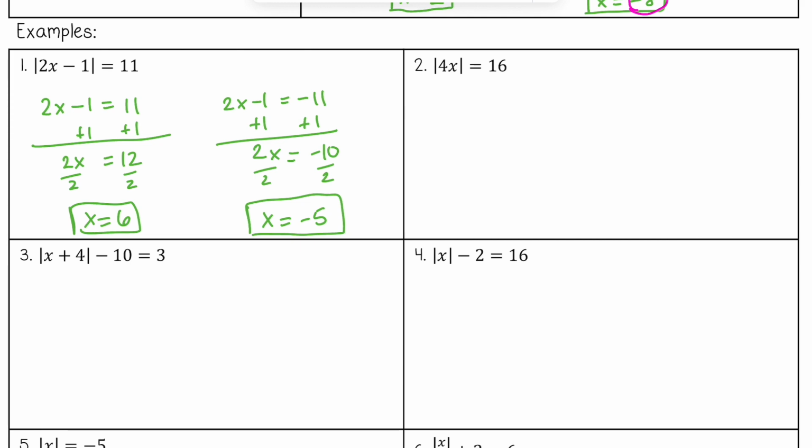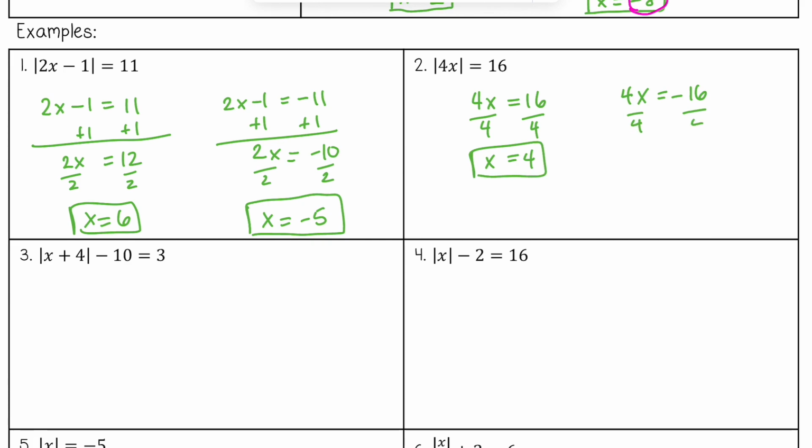All right, number 2. First step is to isolate the absolute value expression. That's already been done. There's nothing on that side with the absolute value of 4x. So now we can move on to step 2, which is to write that expression twice with the equals and the positive and negative answers. And then we'll just solve, divide by 4 on both sides. 4 divided by 4 is 1, so 1x equals 16 divided by 4 is 4, so x equals 4.